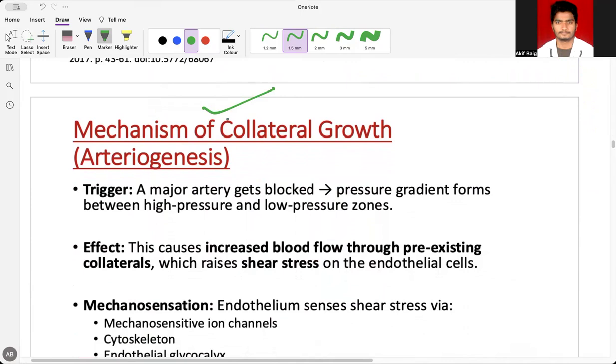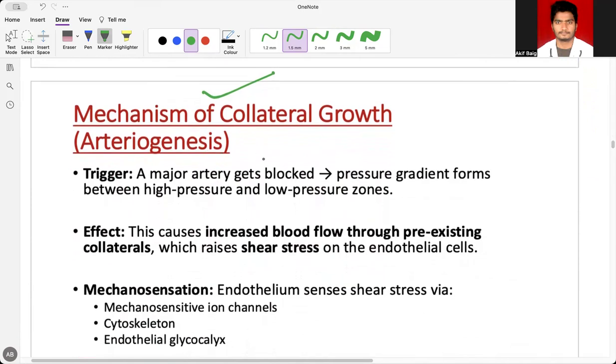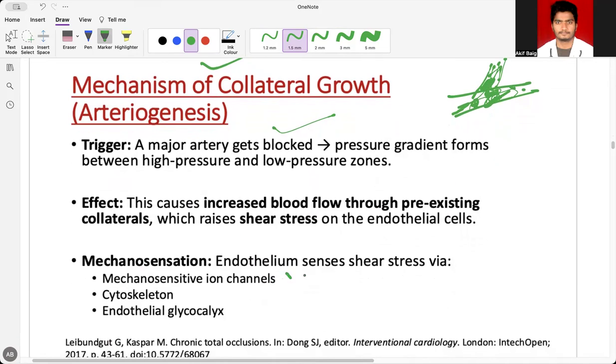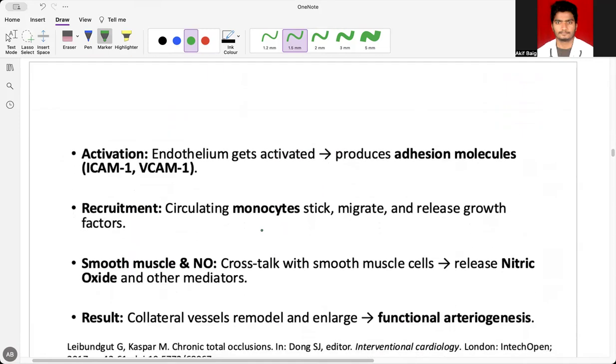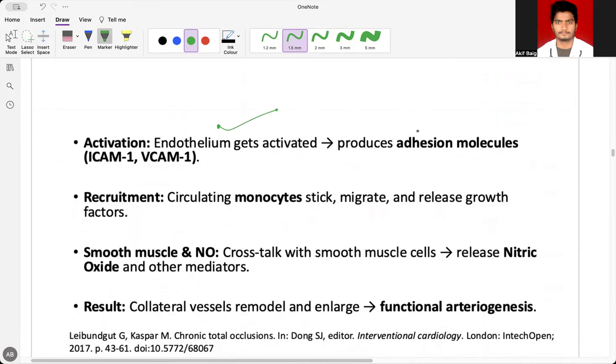So how does the collateral form? There should be a trigger. Any major artery gets blocked and a pressure gradient forms between the high pressure and low pressure zone. Supposing this is the coronary artery and this is the stenosis, there is a pressure gradient between this zone and this zone. This causes increased blood flow through pre-existing collaterals. Suddenly, because of the shear stress on the endothelial cells, it activates the ion channels and endothelial glycocalyx. So the endothelium gets activated and produces adhesion molecules.